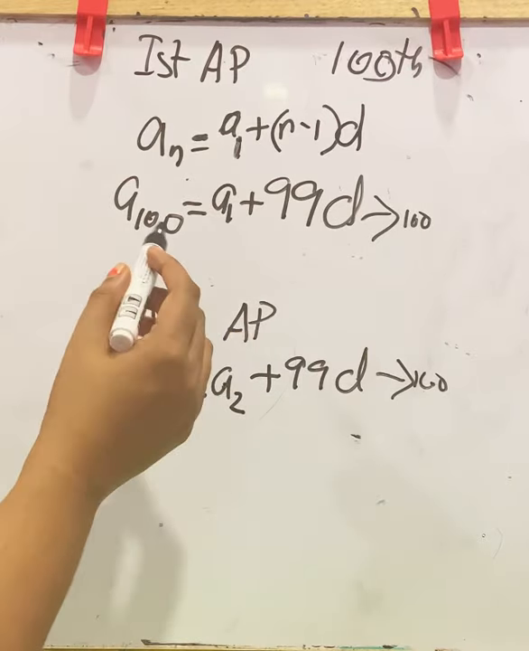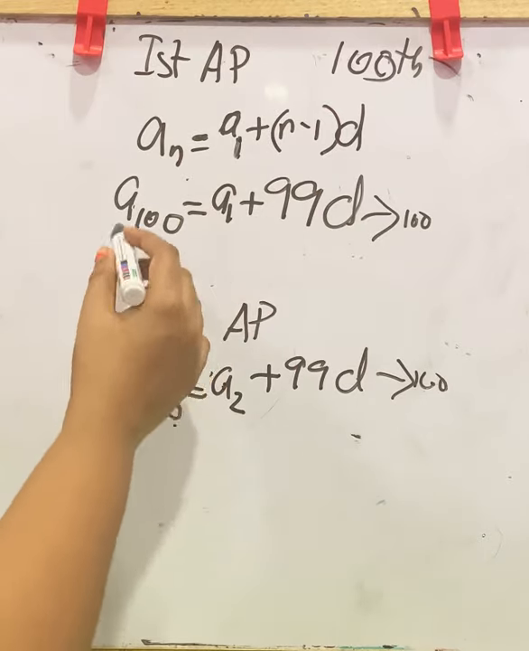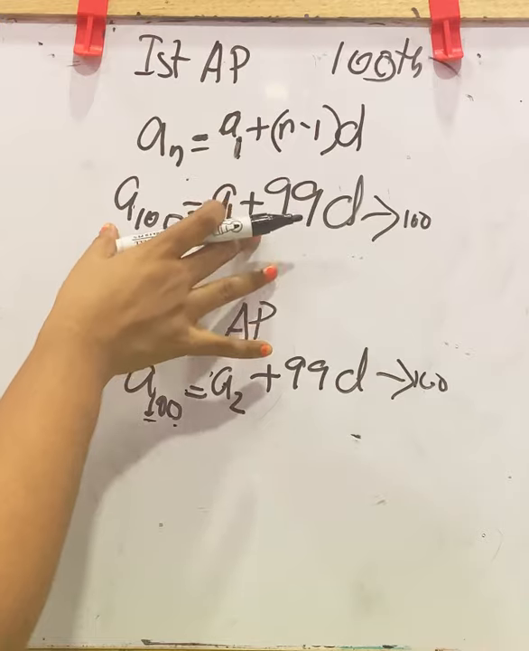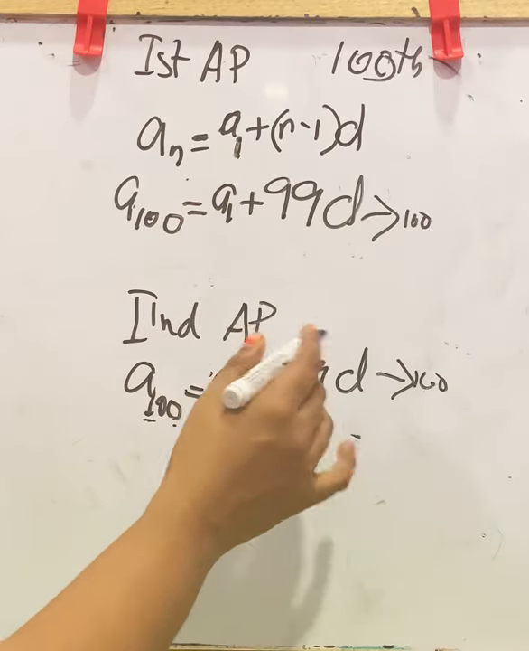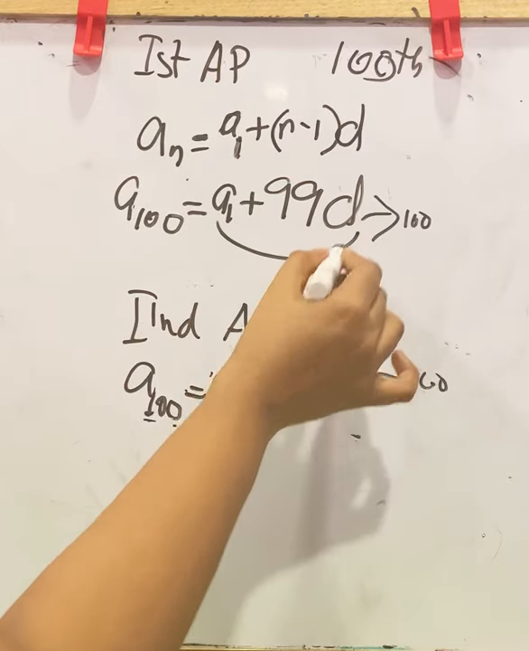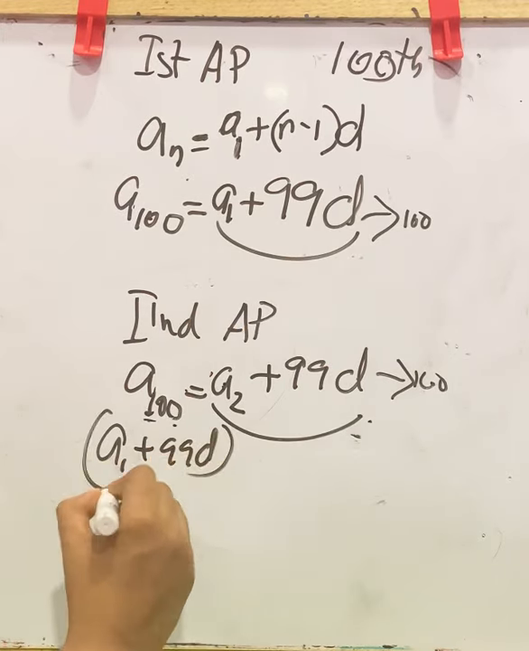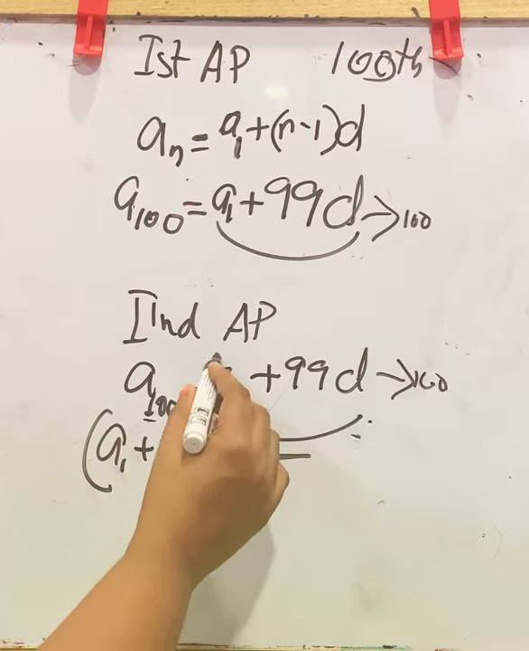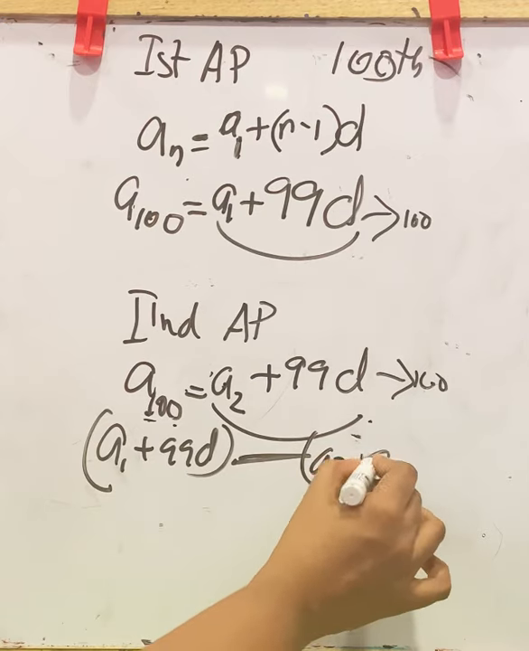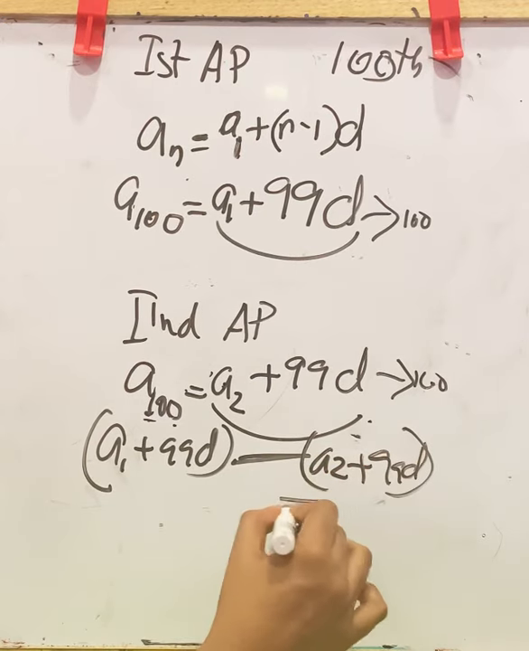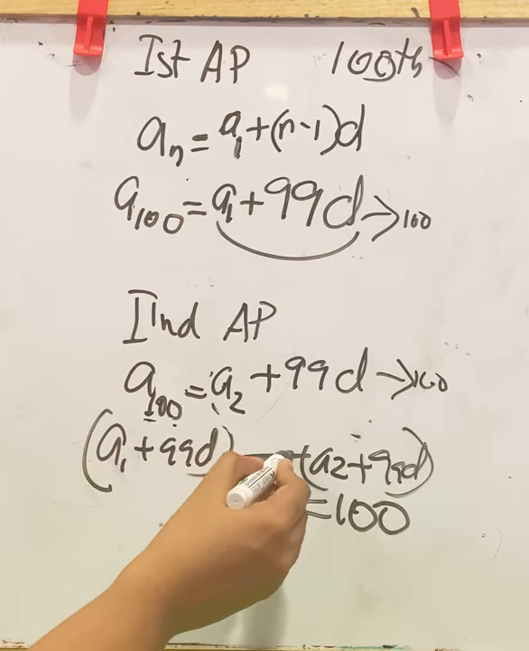Now it is given that both the APs' difference is 100. The 100th term of first AP minus the 100th term of second AP, the result is 100. How will you write? So A1 plus 99D from first AP minus the second AP's 100th term, which is A2 plus 99D, and the result is 100. We have a negative outside the bracket.